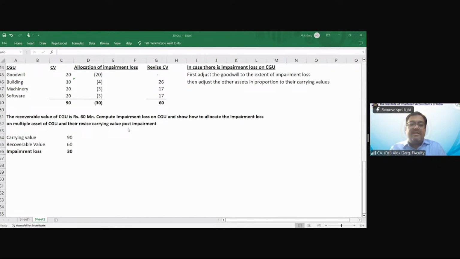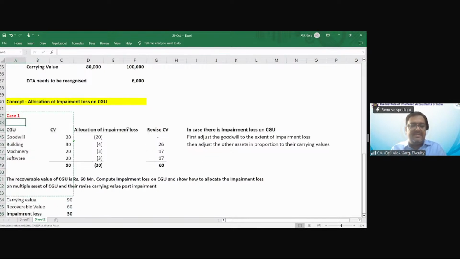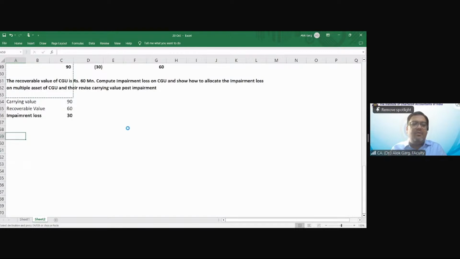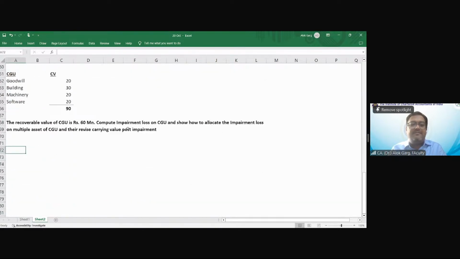What is that complexity? Case 2. I am repeating case 1 as it is, and I am adding one more piece of information. This is case 2. Goodwill 20, building 30, machinery 20, software 20. The recoverable value is 60 million. Compute impairment loss on CGU and determine how to allocate the impairment loss on multiple assets of CGU and the revised carrying value post-allocation. And I've also given the recoverable value.